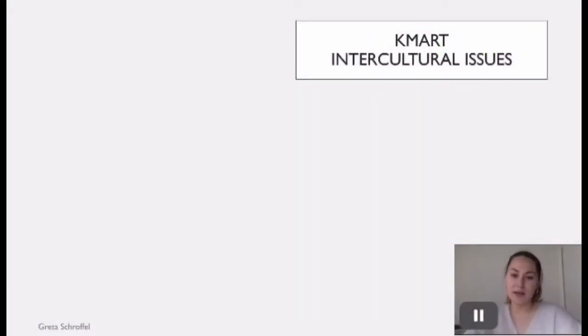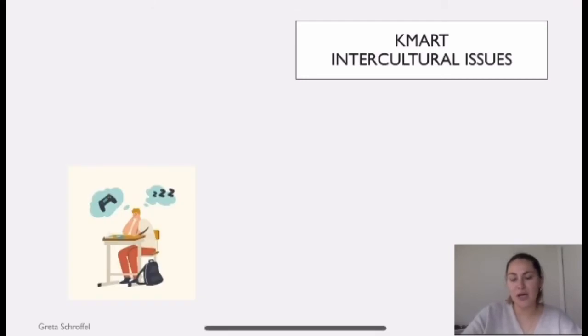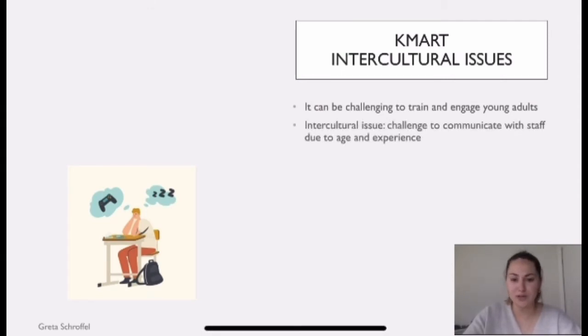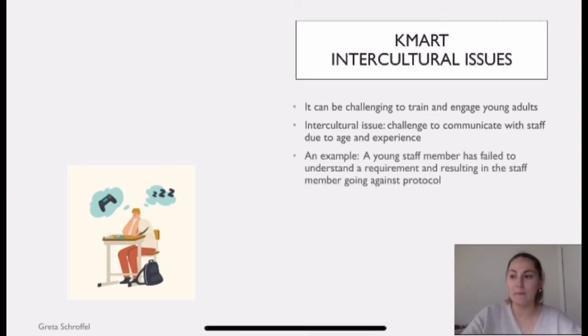And as we look at Kmart, the business employs people from as young as 15 years of age. So we can understand that it can be quite challenging to train and engage young adults. So the intercultural issue stems from the challenge to communicate with staff due to age and experience. An example is a young staff member who has failed to understand a requirement and essentially goes against protocol.